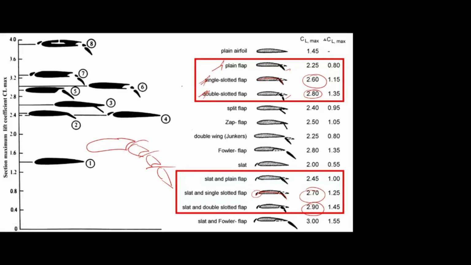So for the smaller aircraft, we are using plain, and for the medium size transport, we are using single slotted, and commercial transport, double slotted. For cargo and heavy aircraft, we will go for the triple slotted. Is it clear? These are the most used high lift devices.